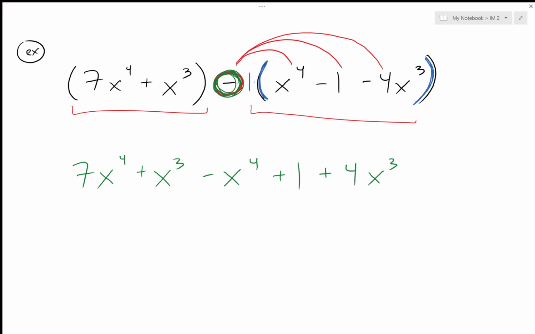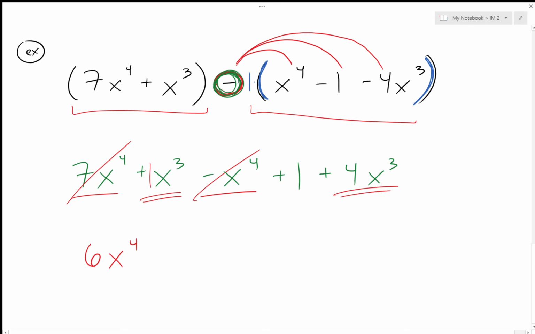And now, since the parentheses are gone, we can combine like terms. But again, let's start with the biggest exponent so we can make it standard form. So we got 7x to the 4th and negative x to the 4th. So 7 and a negative 1 makes a 6x to the 4th. Let's keep going. I did x to the 4th. Now we've got x to the 3rds. 1x to the 3rd plus 4x to the 3rd is a 5x to the 3rd. And then that 1 is all by itself now.